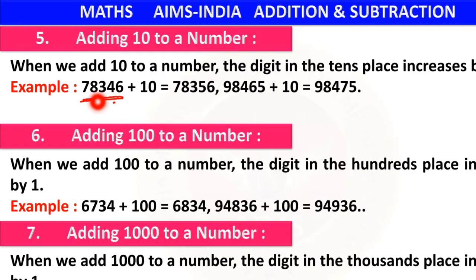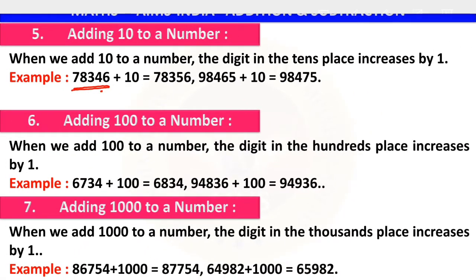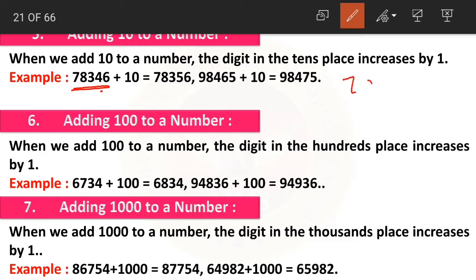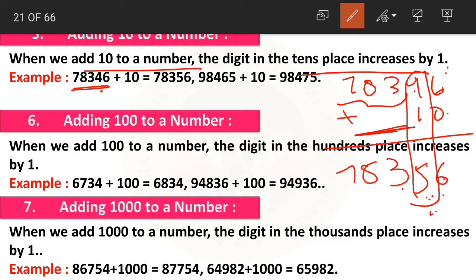See now, 78,346 plus 10. 46 plus 10. Now 6 plus 0 becomes what? Obviously we know that 6 plus 0 is 6 only. 4 plus 1 is 5. The remaining digits here we are not having anything, so they will be written as it is. What is the only change here? The only change is the change that happened in the tens place. 4 plus 1 is equal to 5. As we added 10, the digit in the tens place increased by 1.